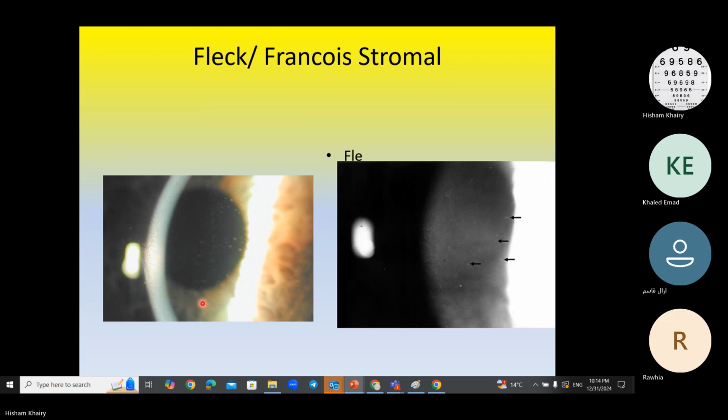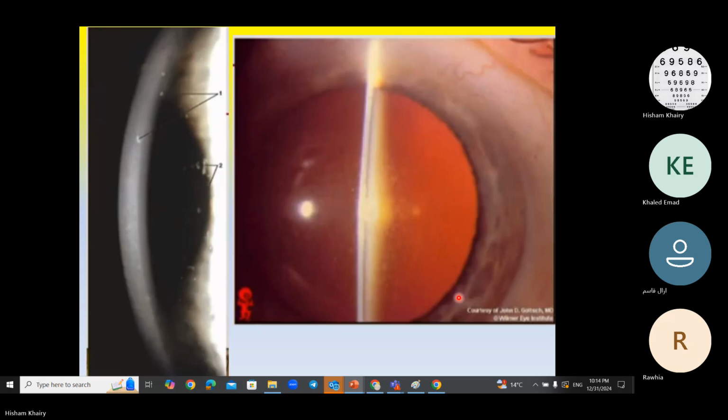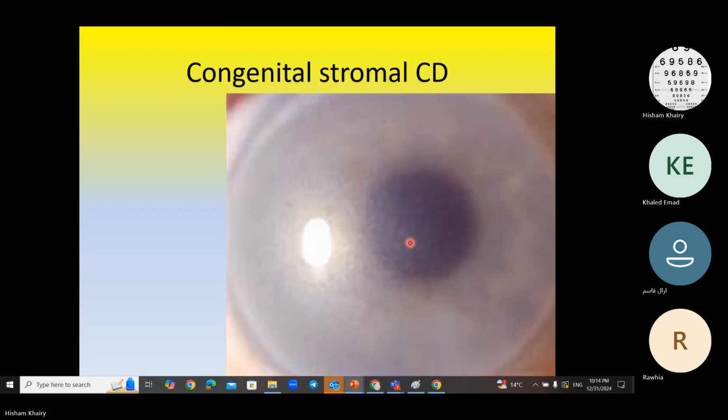Here are corneal flecks, seen with slit beam and retroillumination. Moving forward with the stromal dystrophies, there is a congenital stromal dystrophy. The child is born with this dystrophy.